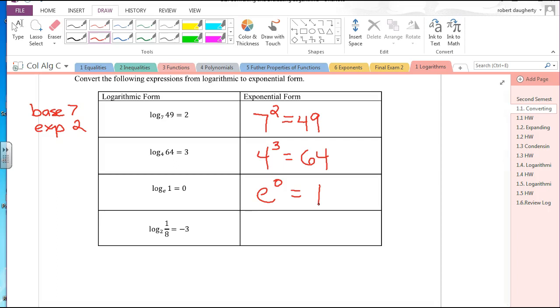1. Okay? What's the base here? 2. What's the exponent? Yeah, 2 to the negative 3 is equal to 1/8. Remember, 2 to the negative 3 is the same as 1 over what? 1 over 2 cubed, which is 1/8. Okay?